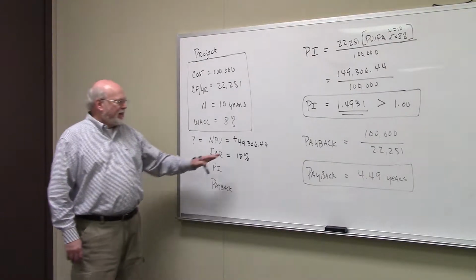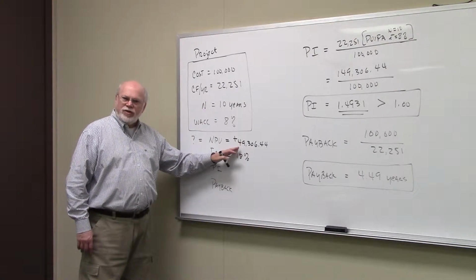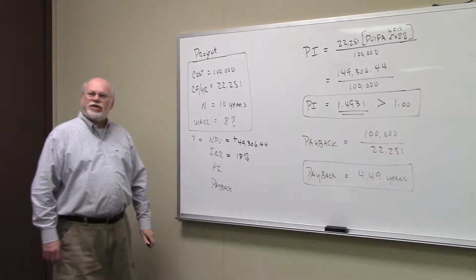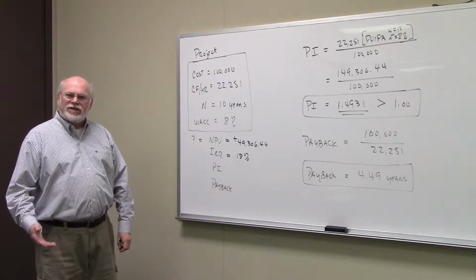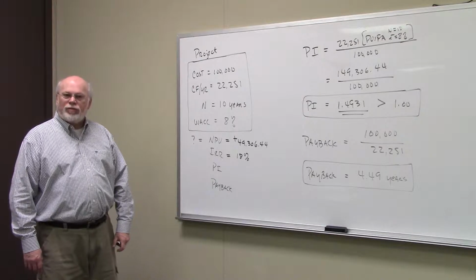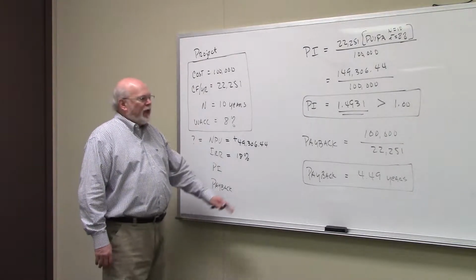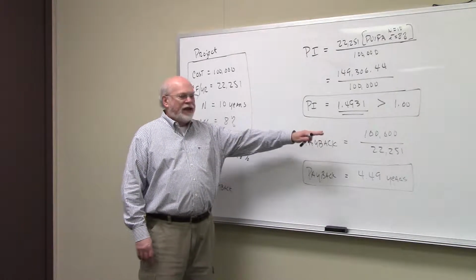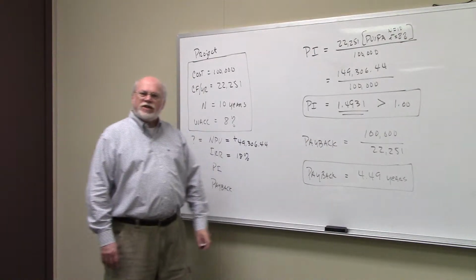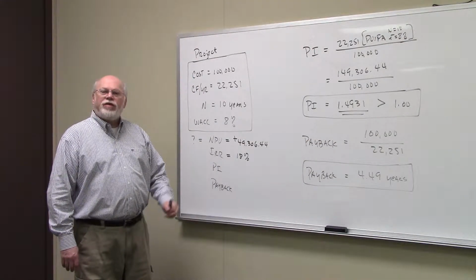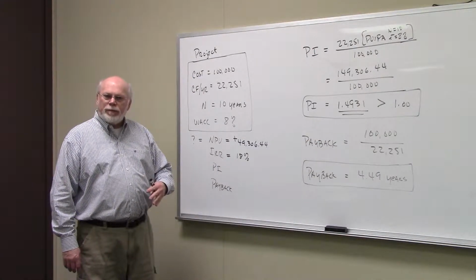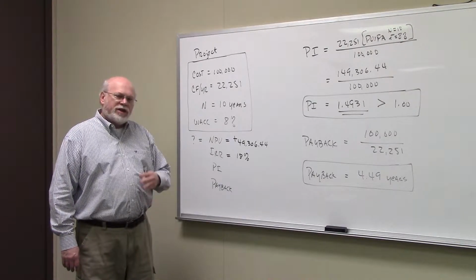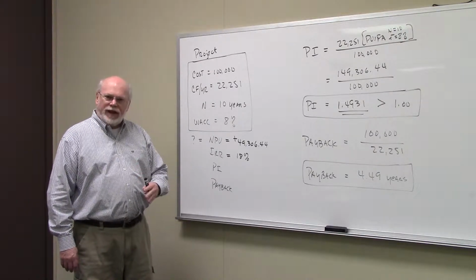And again, it's telling us the same thing that net present value did. That is, it has a positive net present value. So we would accept the project based on profitability index. The payback technique is defined as the cost of the investment, the initial investment, divided by the cash flow per year. This project costs us $100,000 today.